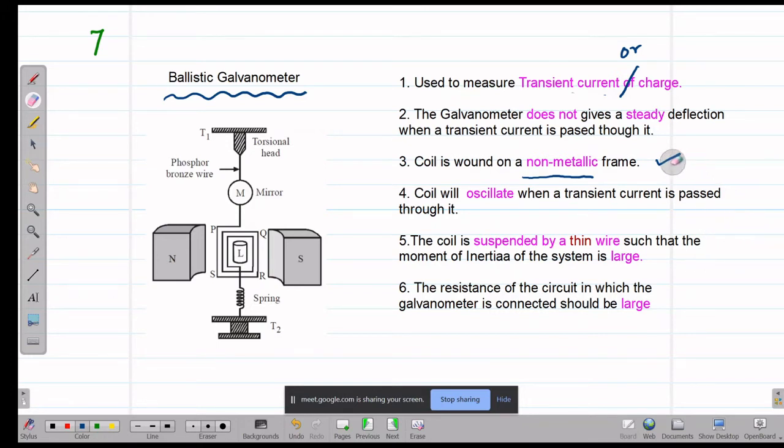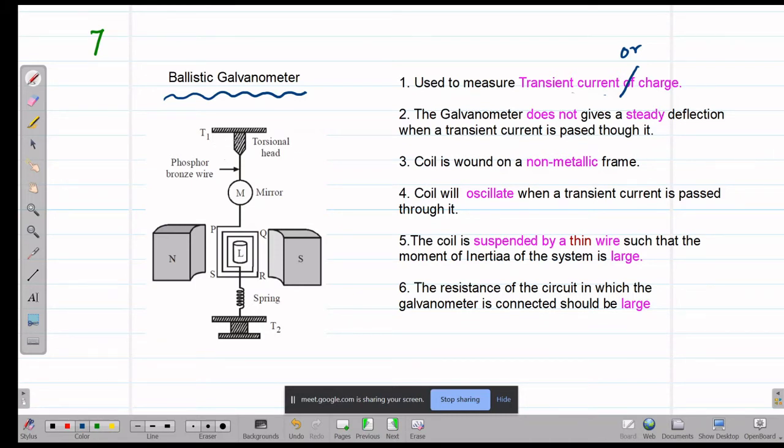Now coming to the construction of the ballistic galvanometer, as shown in this figure, the ballistic galvanometer consists of a rectangular coil which is marked as PQRS, which is wound on a non-metallic frame which is not shown here, and this coil is suspended by a wire. This wire is made of an alloy called phosphor bronze. This wire is attached to what is called a torsional head, which is basically a screw which can be turned.